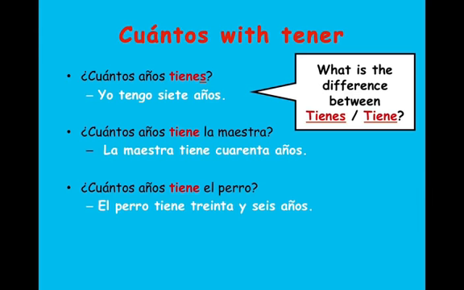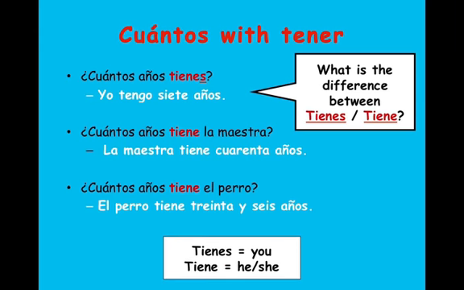So what's the difference between tienes and tiene? If you guessed correct, tienes means you. How old are you? And tiene, how old is he or how old is she? So that's the difference. We conjugate it differently. And in the first example, you say yo tengo, I have. Okay? So that's I.